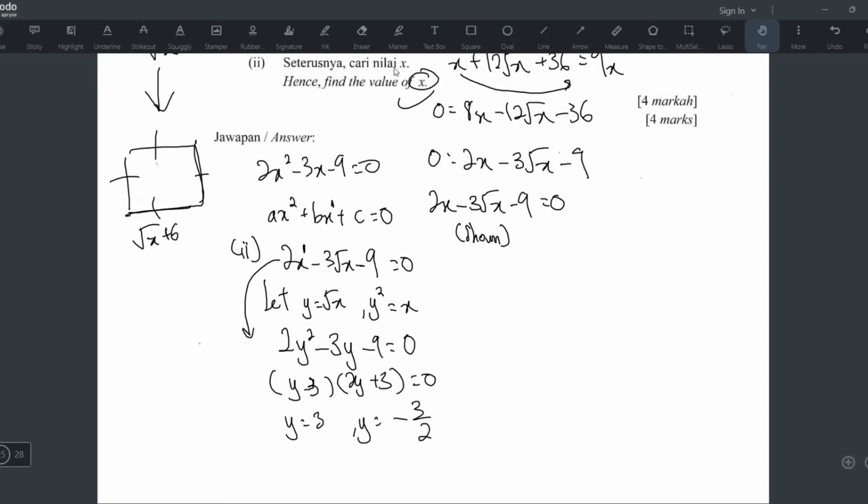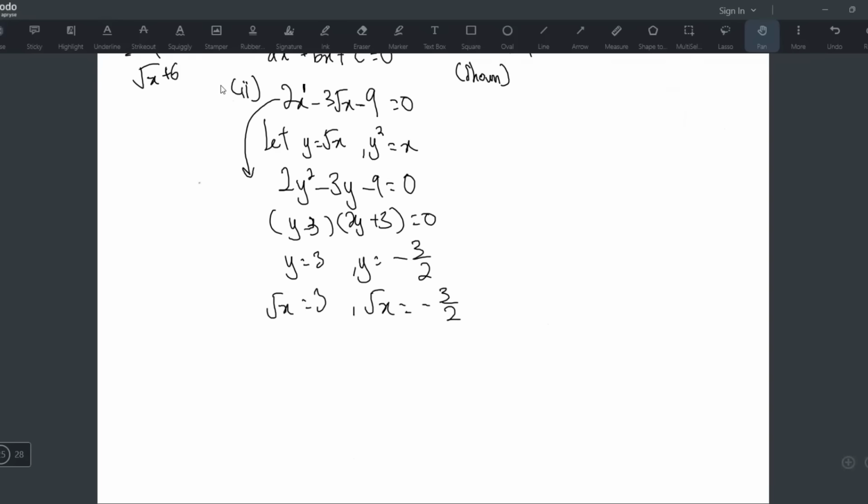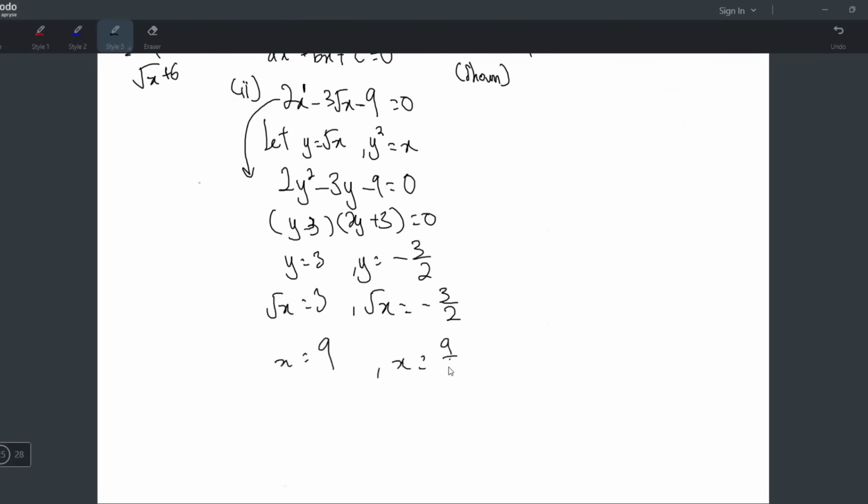But they ask for x. And don't forget, y is actually the square root x. That's why I said just now, the answer the calculator gives is not the value of x, it is the answer for square root x. This is what I mean. Okay, now only you find x. How to find? When you move the square root to the other side, it becomes square. So 3 squared becomes 9. Negative 3 over 2 squared becomes 9 over 4. And the negative becomes positive already, because a negative, when squared, becomes positive. And then 3 over 2 squared is just 9 over 4.